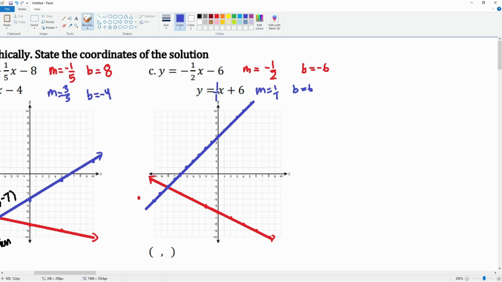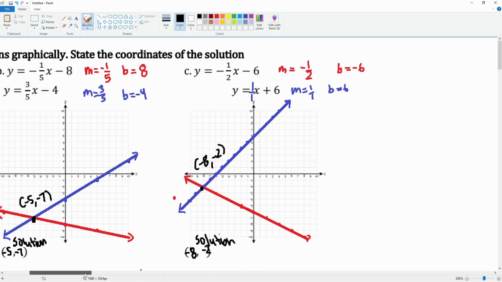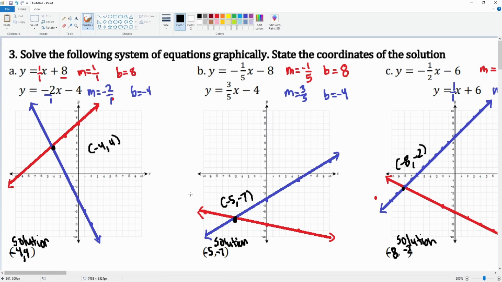Okay, and it looks like it intersects here at the point negative 8 comma negative 2. Perfect. So the solution is negative 8 comma negative 2. That is the solution for this system right here. So there you go. That is how you graph and determine the solutions graphically.